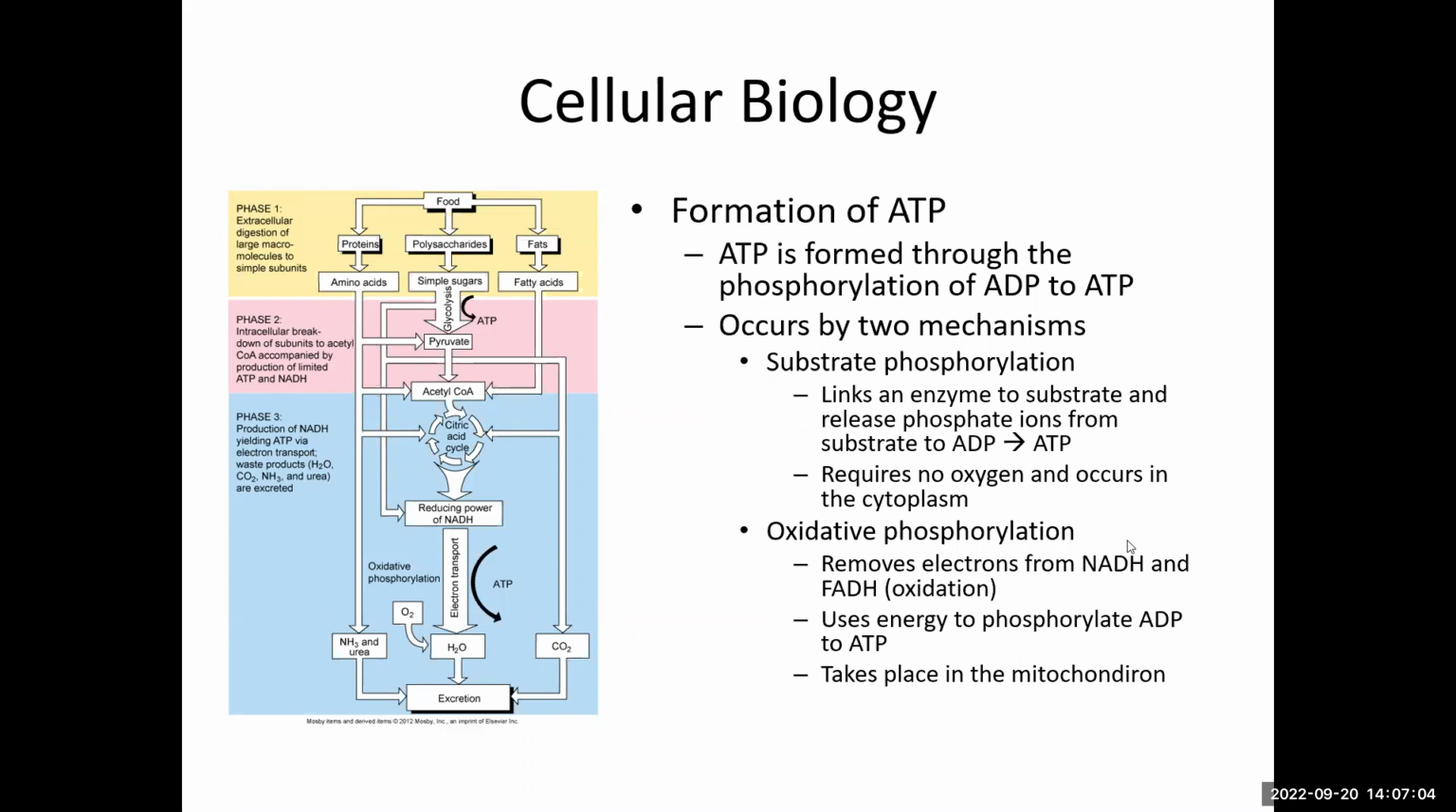When we have oxidative phosphorylation, this is going to remove a hydrogen from our NADH and FADH through the process of oxidation, and we're going to then use the energy related to that to drive the phosphorylation of ADP to ATP. This is always going to take place in the mitochondria. This requires oxygen because oxygen is what we call our terminal electron acceptor, and we must have that oxygen in order to run this process of oxidative phosphorylation.